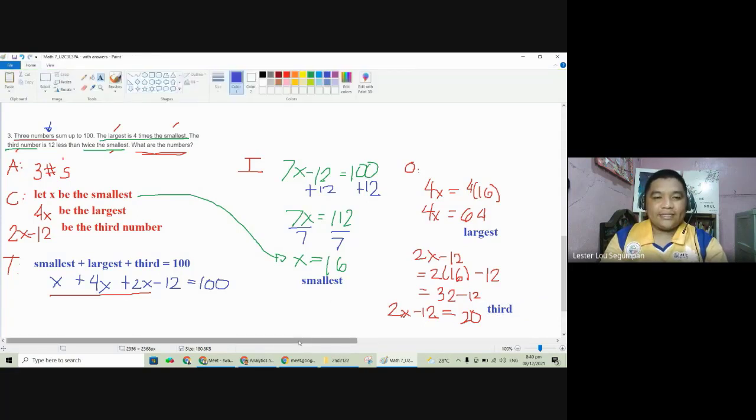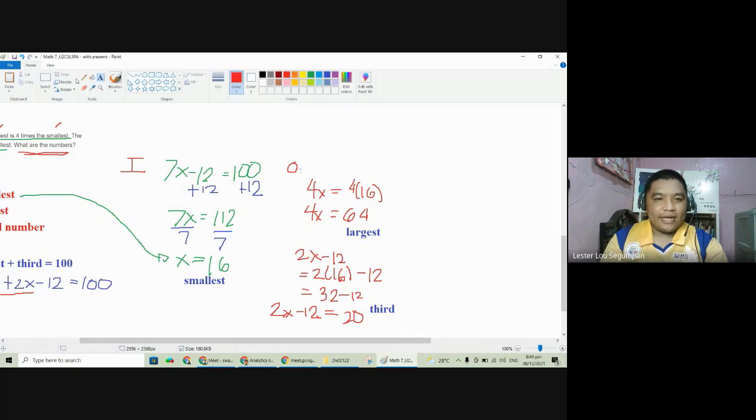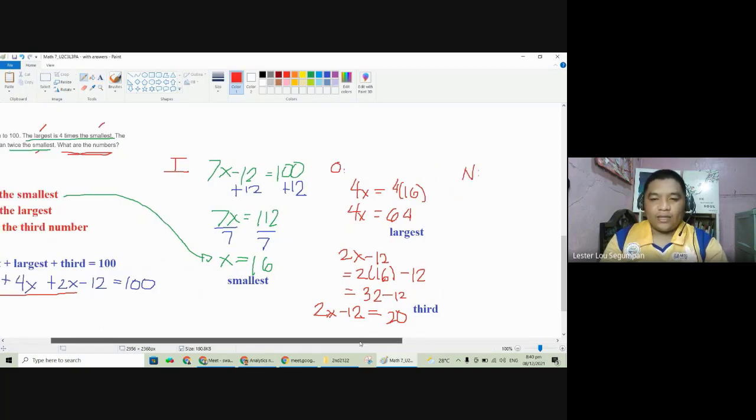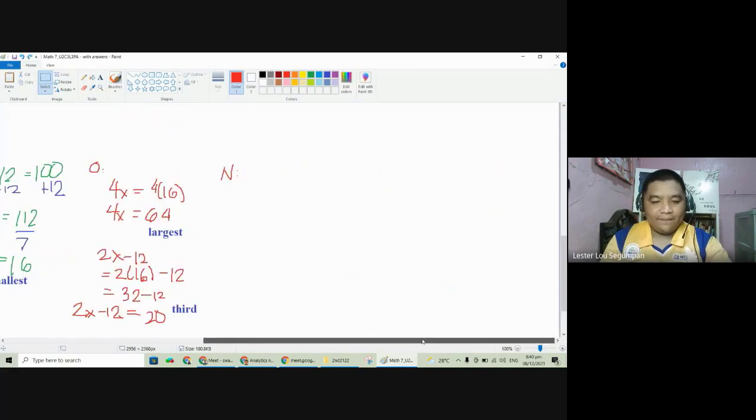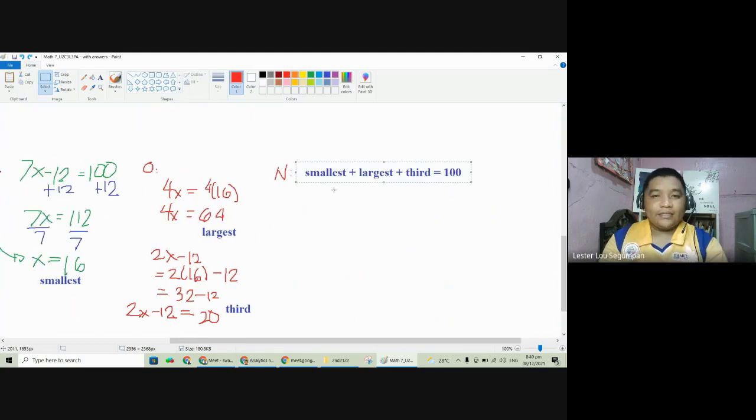To finalize this step, we need to have step N. N stands for neutralize or checking. And what idea are we going to use as part of our checking? The idea in this translation here. Let me copy this, or I have copied that already, and move it here. It tells us that the sum of the smallest, the largest, and the third number should be 100. And let's try to check whether the sum of these three here is 100.